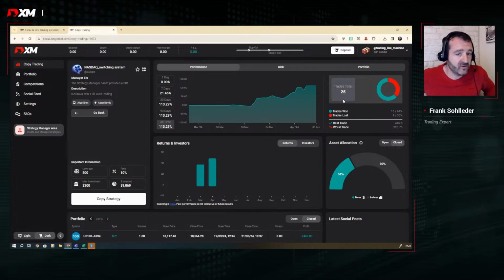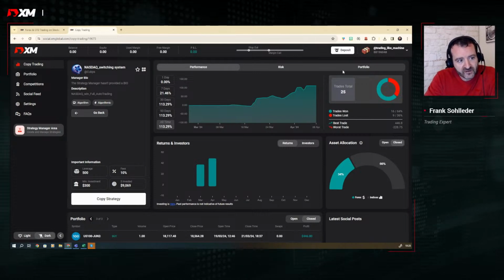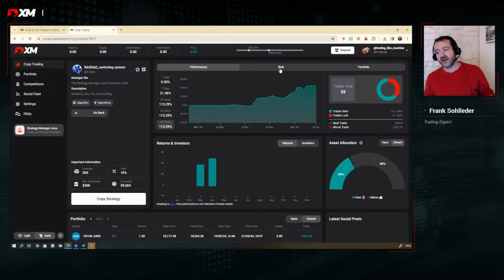So we could have a little bit more data here to validate if the strategy really performs that well over time, if we are talking about 100 trades and so on. But I like it already pretty much.